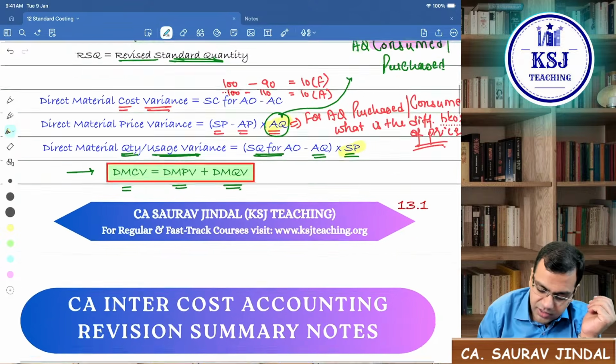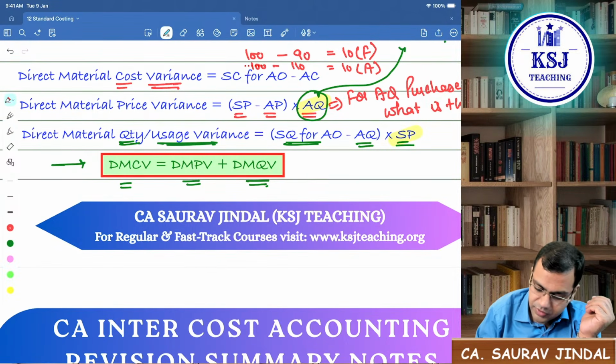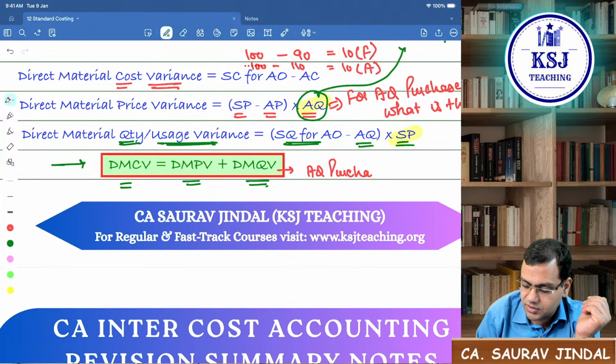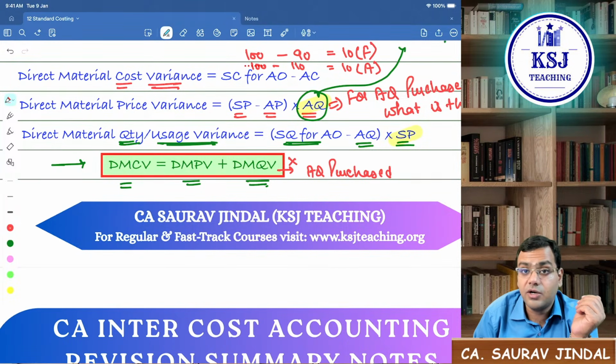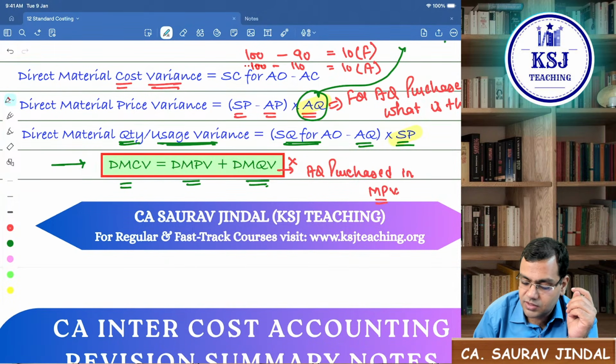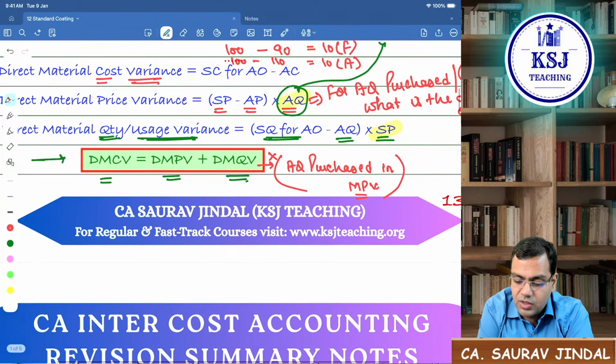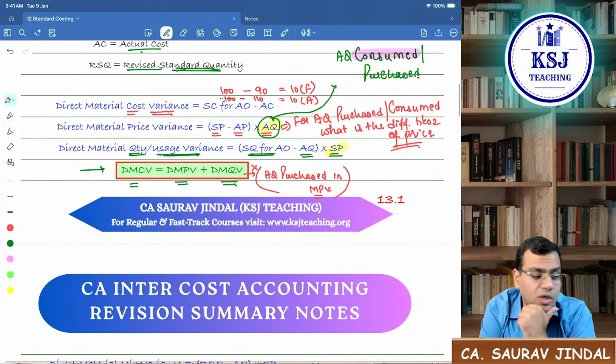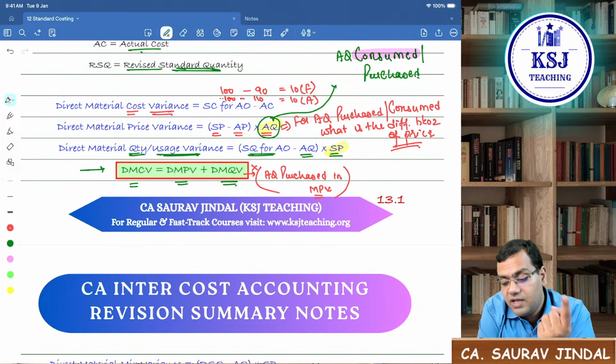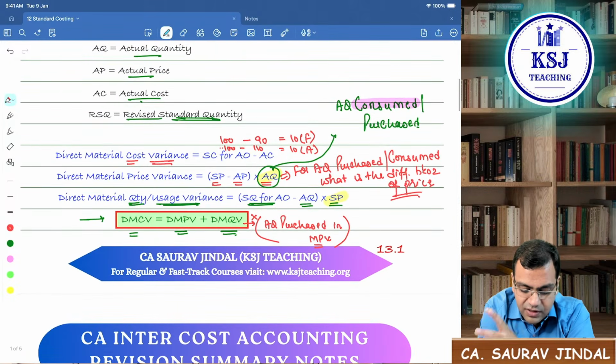Now this condition will not hold true if you take actual quantity purchased in price variance. Right? This will not be true if you are taking actual quantity purchased in material price variance. I'm telling you this, so do not search for it, saying that I'm calculating using the actual quantity purchased and this condition is not holding true. It will not hold true. It will hold true only if you are taking the actual quantity consumed. Clear? Okay, first tell me if the cost, price and quantity or usage variance is clear. Then I will move on to the next one.